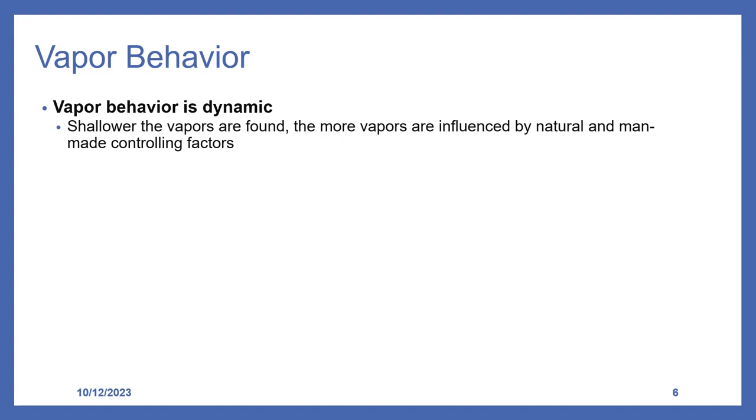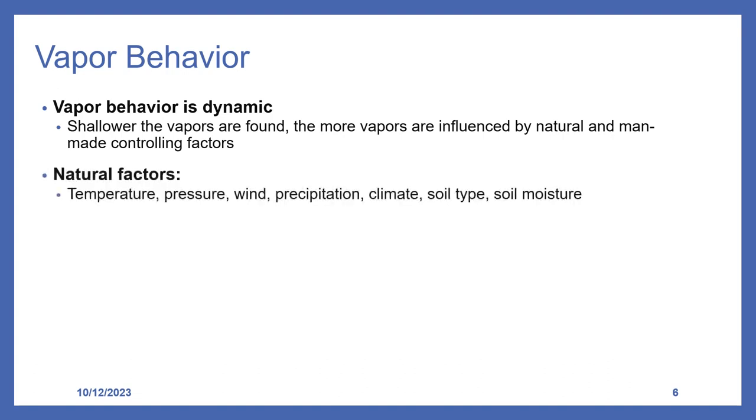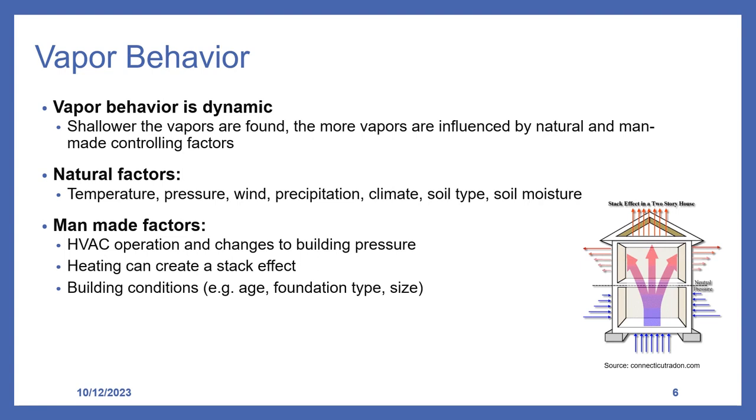In general, the closer we get to a building's foundation and ground surface, the more variability is observed. These variations are due to natural and man-made controlling factors. Some examples of natural factors include temperature, atmospheric pressure, wind, precipitation, climate, soil type, and soil moisture. Some examples of man-made factors include heating, ventilation, and air conditioning, or HVAC operation, which can cause pressure differences between the building and the subsurface.